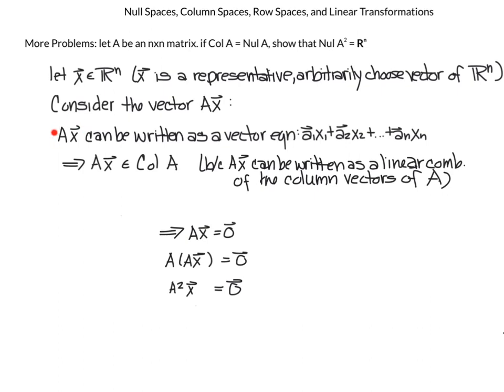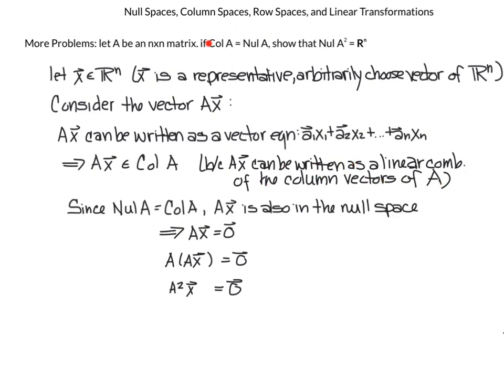Now we know this matrix equation Ax can be written as a vector equation, and the vector equation we get is a1x1 plus a2x2 plus up to anxn, where x1, x2 up to xn are scalar multiples, and a1, a2 up to an are the column vectors of A. So once we have Ax written this way as a linear combination of the column vectors of A, then we know that this vector Ax is in the column space. Again, because Ax can be written as a linear combination of the column vectors of A.